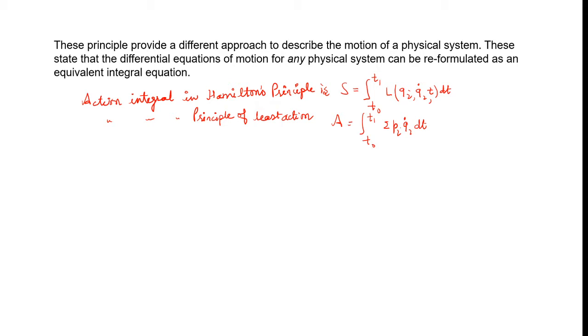One more thing is that in Hamilton's principle, we have to choose an actual path among the possible paths for reaching a system point from one point to another point. But in this principle, your time is fixed. In Hamilton's principle, time is fixed to travel along different possible paths.